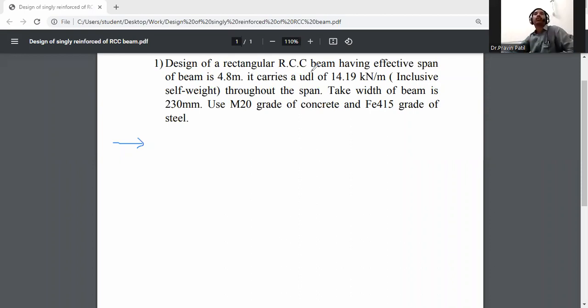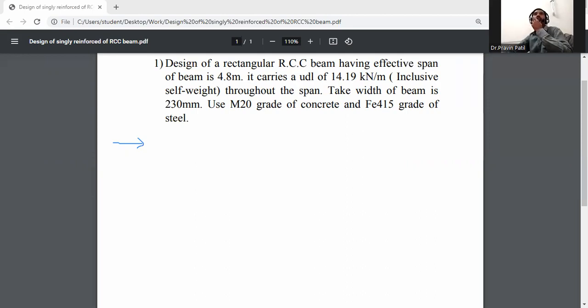Design of a rectangular RCC beam having an effective span of 4.8 meters. It carries a UDL of 14.19 kilonewton per meter, including self weight, throughout the span. Take the width of beam as 230 mm and use M20 grade of concrete and Fe415 grade of steel. So this data is given for designing the singly reinforced beam.